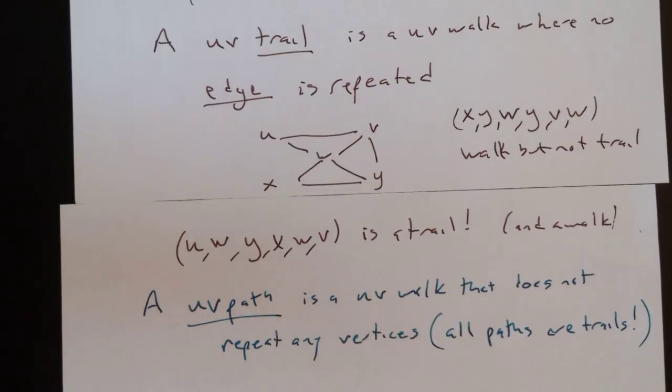So now I have a hierarchy. I have walks: go anywhere, repeat anything you want. I have trails: I only cover each road once. And I have paths: I only cover each stop once.